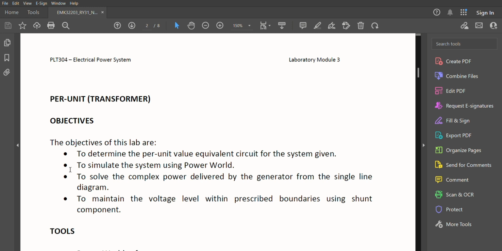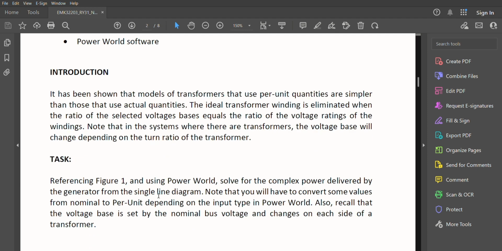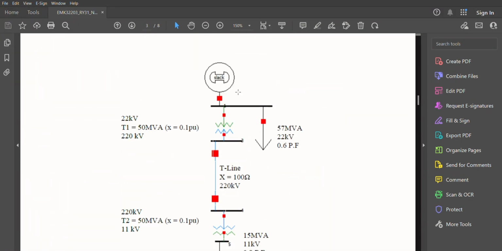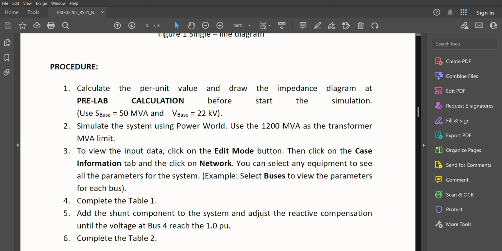to simulate the system using PowerWorld, to solve the complex power delivered by the generator from the single line diagram, to maintain the voltage level within the prescribed boundaries using shunt component. And the tool is PowerWorld software. For this experiment, this is the diagram which is going to be drawn in PowerWorld software. But beforehand, we have to do a pre-lab calculation to compare the values.